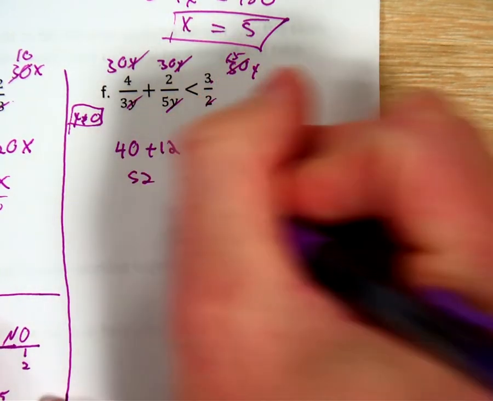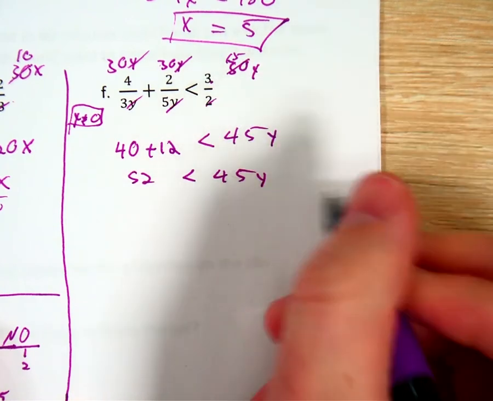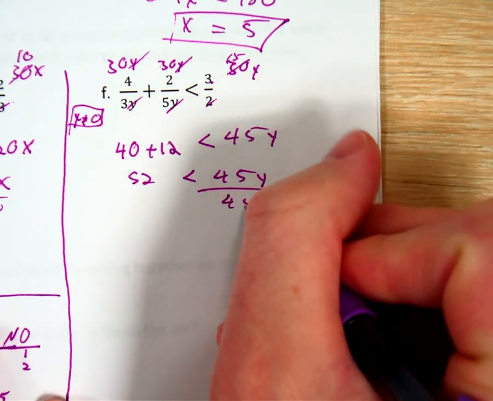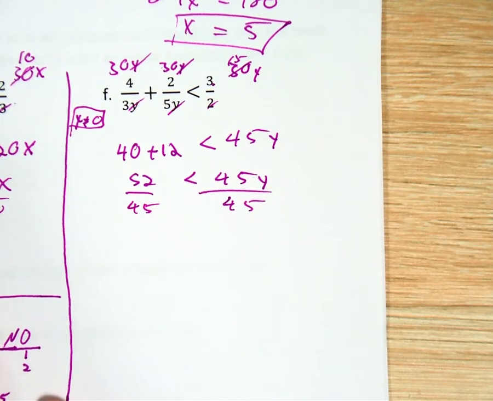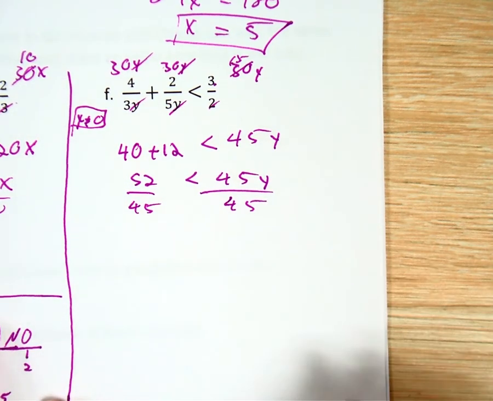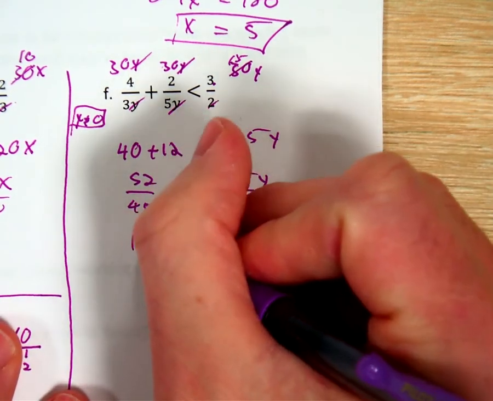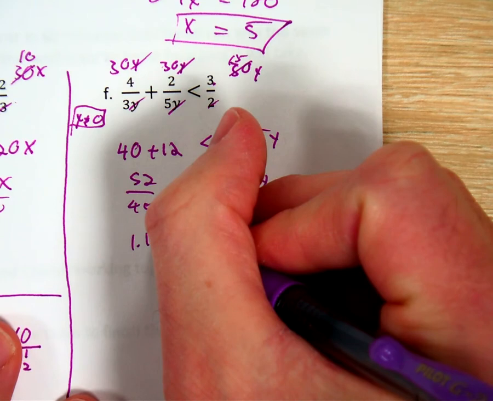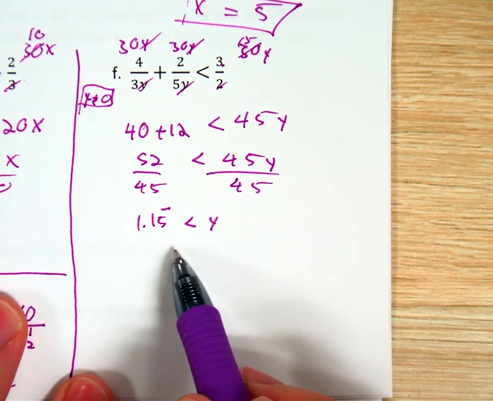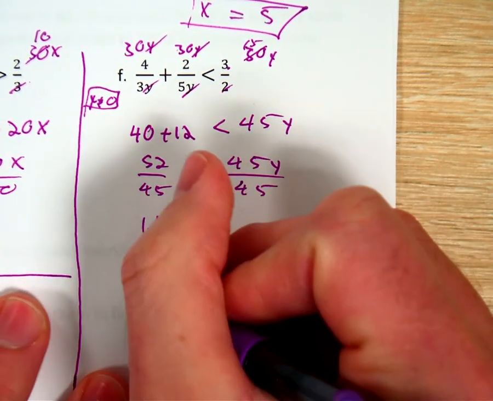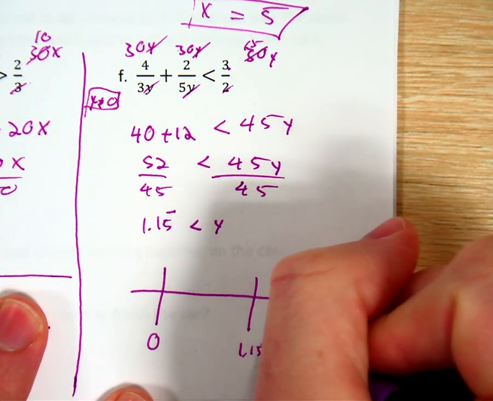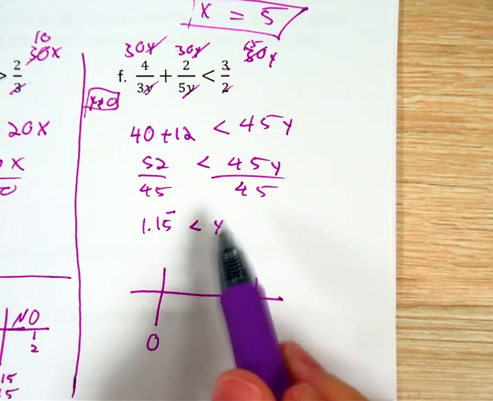40 plus 12 is going to be 52. Okay, not the prettiest of numbers. Divide by 45. It's like 1.15 repeating, repeating on the 5. Okay, so now I got my special numbers, 1.15 repeating, and 0. Alright, and again it's very close to this, wasn't it?